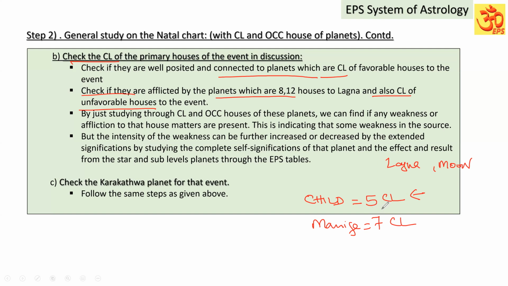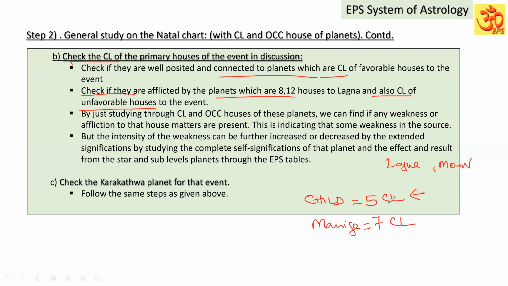It is afflicted. But just because of this, we are not going to come to any conclusion about the progeny. You have to keep that in mind. But it is indicating that some weakness is present in the source itself. Only by way of extended signification can we decide the intensity of this. But this is most important.